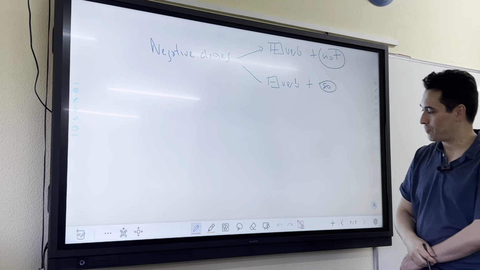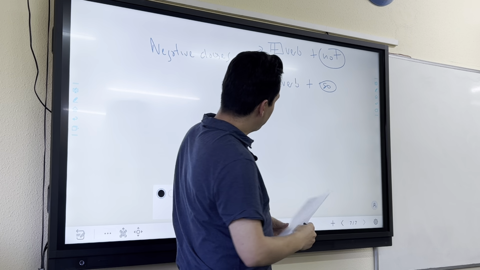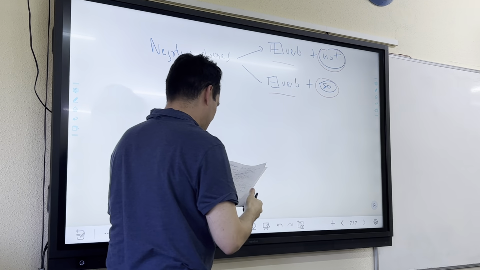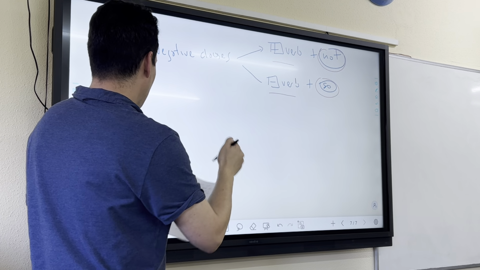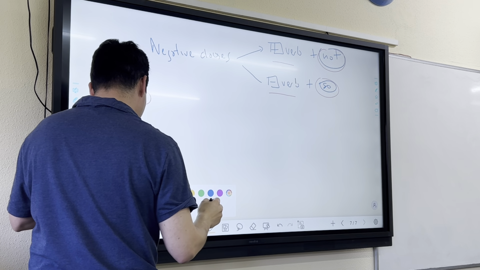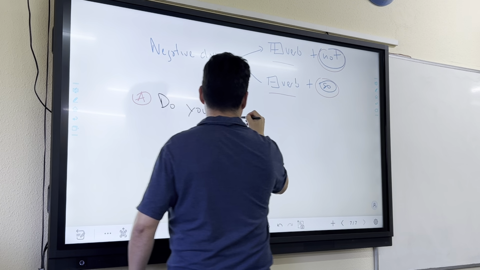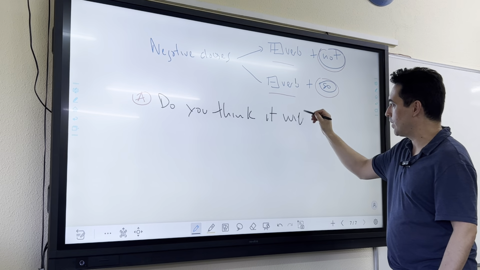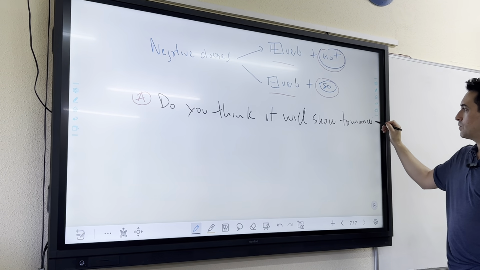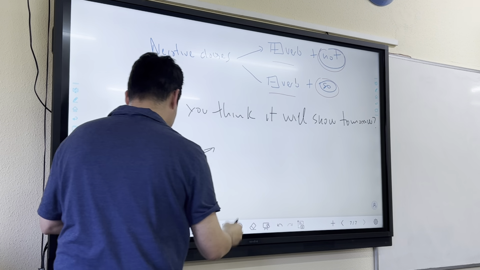And the last one, have a look at this. I didn't have time to finish this one before, so we'll do it as we speak. Negative clauses. We can use a positive verb and not, or a negative verb and so. So, for example, a question. I say, do you think it will snow tomorrow? And you can answer in different ways.